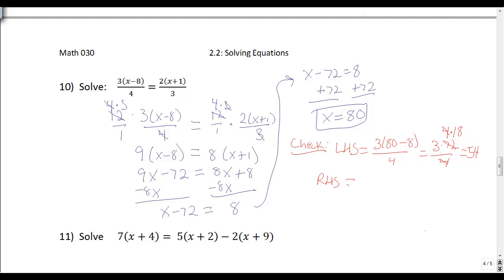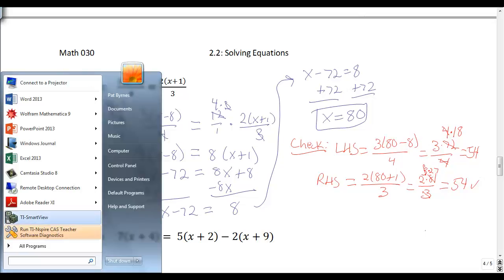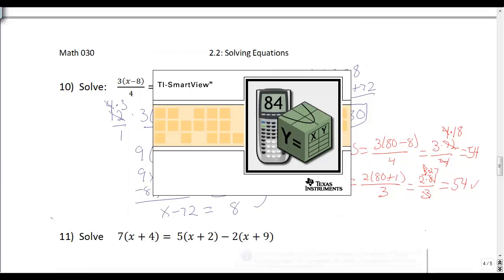The right-hand side is 2 times x, which is 80 plus 1 over 3. So this is 2 times 81 over 3. 81 is 3 times 27. Again, maybe a little bit hard to see at this point. 3's cancel. 2 times 27 does give you 54. That checks. So something I'd think about doing instead here is opening up a calculator.